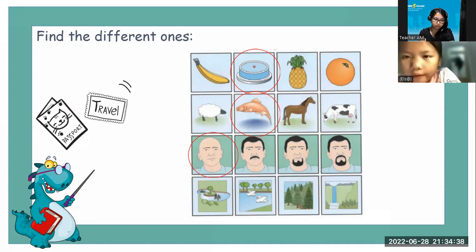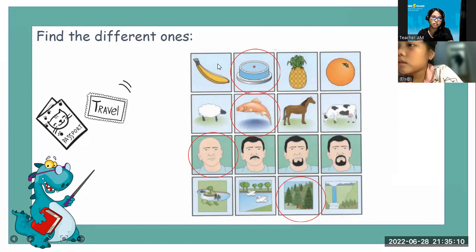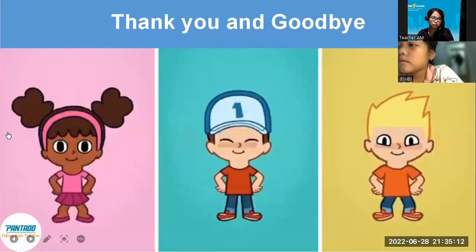In line four, picture three is different because picture one, picture two, and picture four have water. But in picture three, there is no water. Very good. That is, line three is different. Very good, because you got a perfect score here.